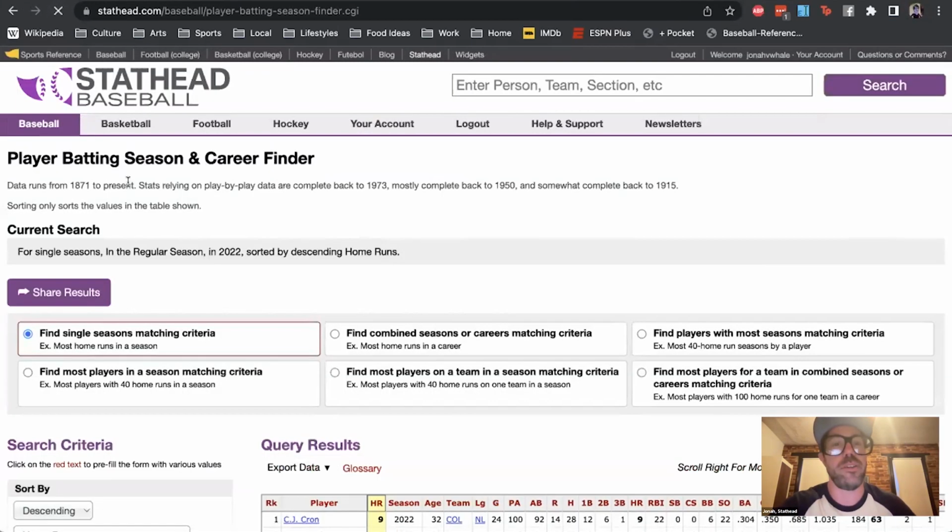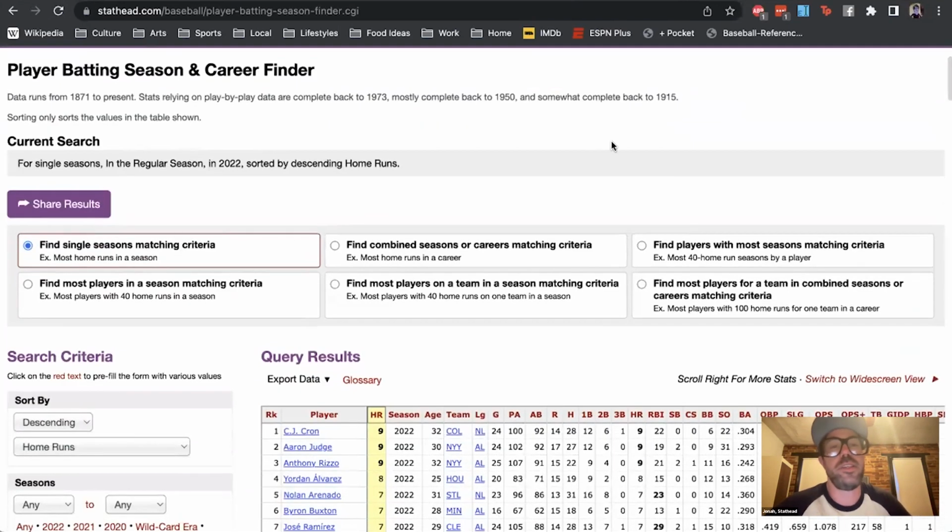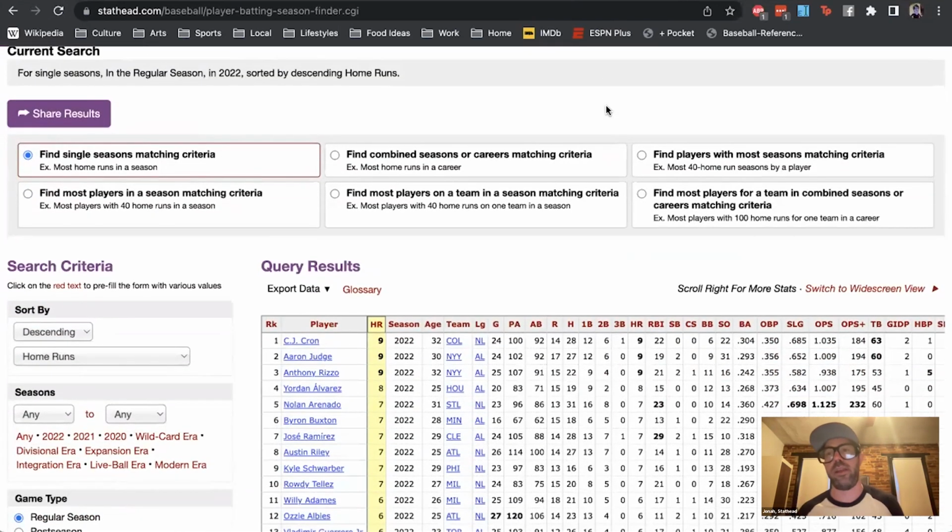Looks like the page, there we go. So the season finder looks like, it's also kind of generally what most Stathead tools look like. And there's three important sections to pay attention to.